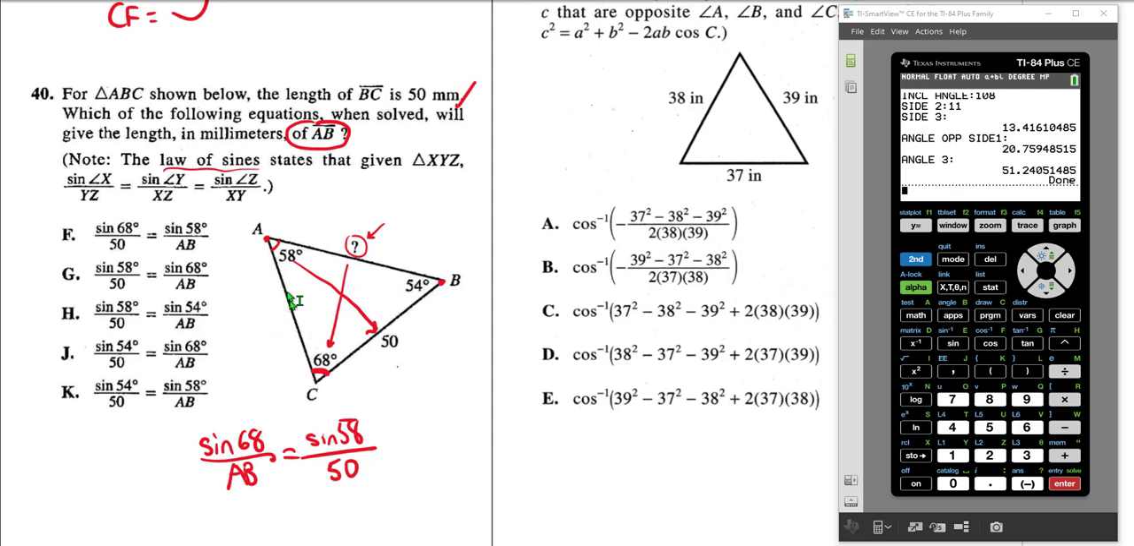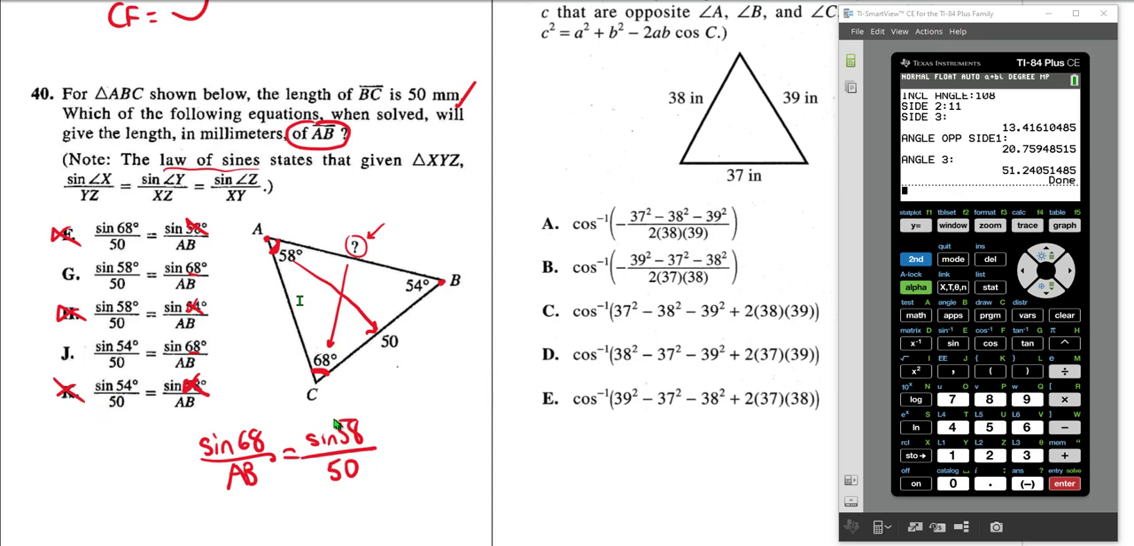Now, of course, if we did know side AC, we could also use a ratio involving angle B, the 54 degrees, and side AC, but we don't know side AC, so we are forced to use the side that we know and the angle that is opposite that side, the 58 degrees. So this equation, when solved, if we were to cross multiply and isolate AB, would give us what we need. Now we're going to be very careful in going to the answers. All the ABs are on the right-hand side of these equal signs. So let's just eliminate any answer that doesn't have sine of 68 over the AB. This one does not, this one does, this one does not, this one does, this one does not. So clearly F, H, and K are out.